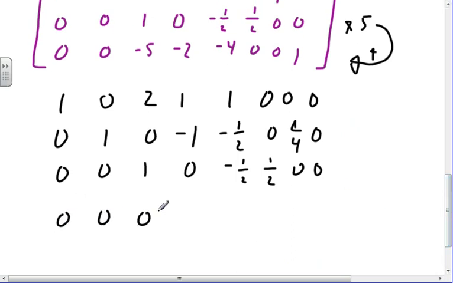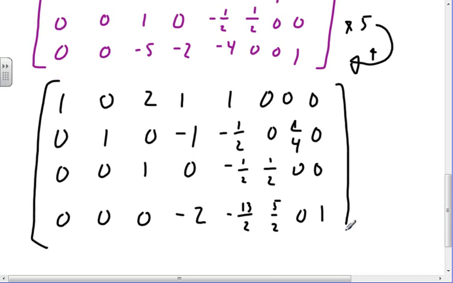0, 0, 0, minus 2. Okay, so I got 5 halves, and I've got 5 halves, and I have 8 halves for minus 13 halves. And then I got 5 halves, 0, 1. Okay, now I want this guy to be a 1, so I'm going to multiply by minus 1/2.